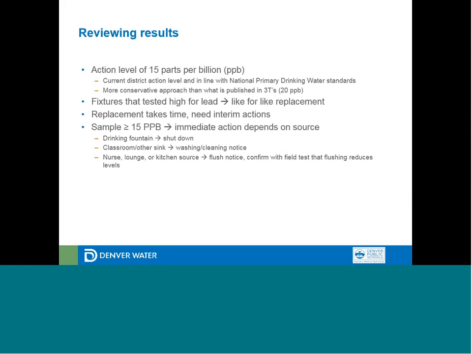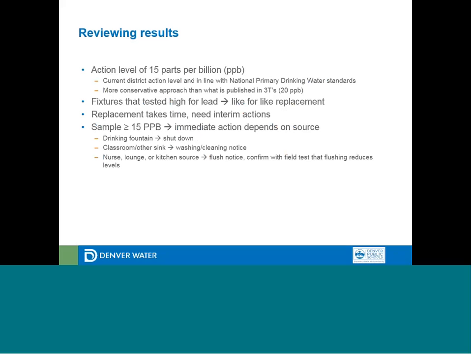So reviewing results as the data rolls in, the primary thing was finding hits and taking the first action. We used the action level of 15 parts per billion. This was decided because it was in line with the National Primary Drinking Water Standards. It is something we've been using in the district for some time now, and the published 3Ts document references 20 parts per billion, and we decided to go with 15. Fixtures that test high will see a like-for-like replacement.